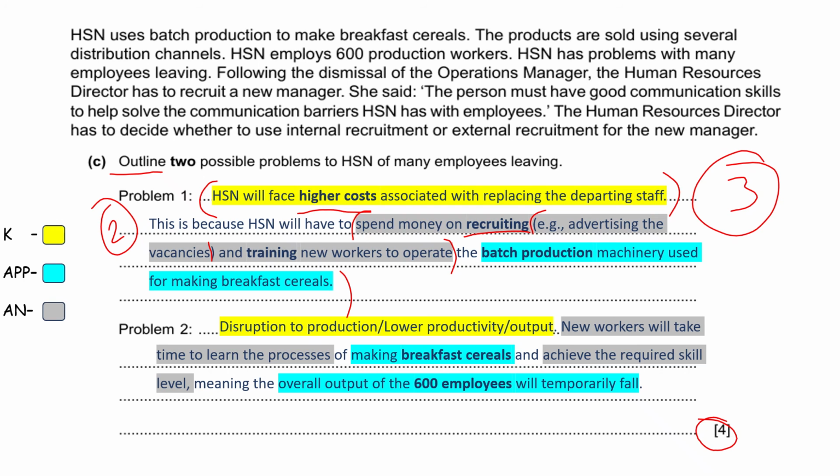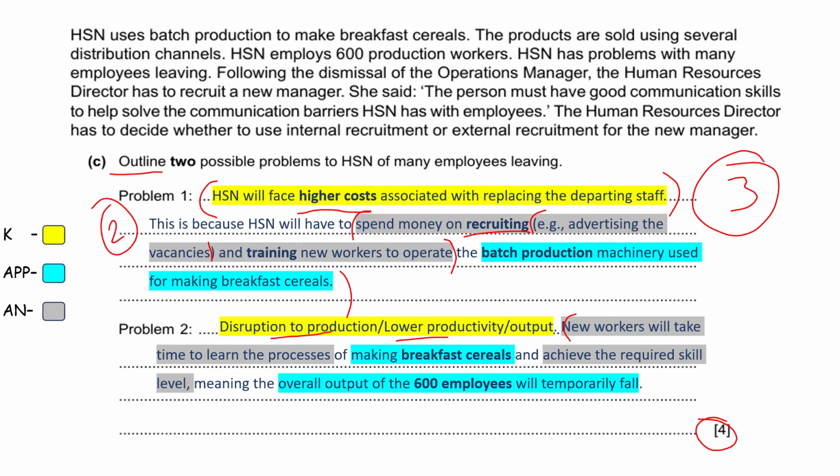The answer I have given is the problem that they faced would be either low productivity or low output or disruption to production. So my core point over here is that there is a problem happening to the production of the products, the production of breakfast cereals. So how am I going to explain it?